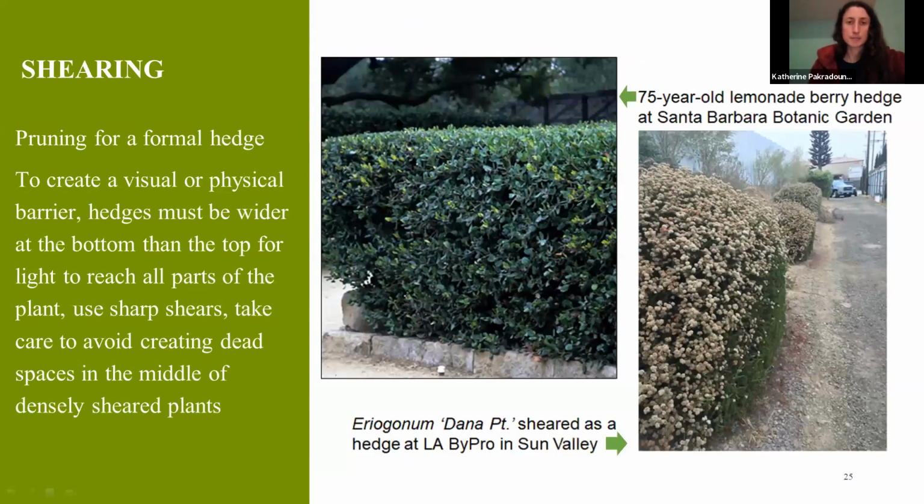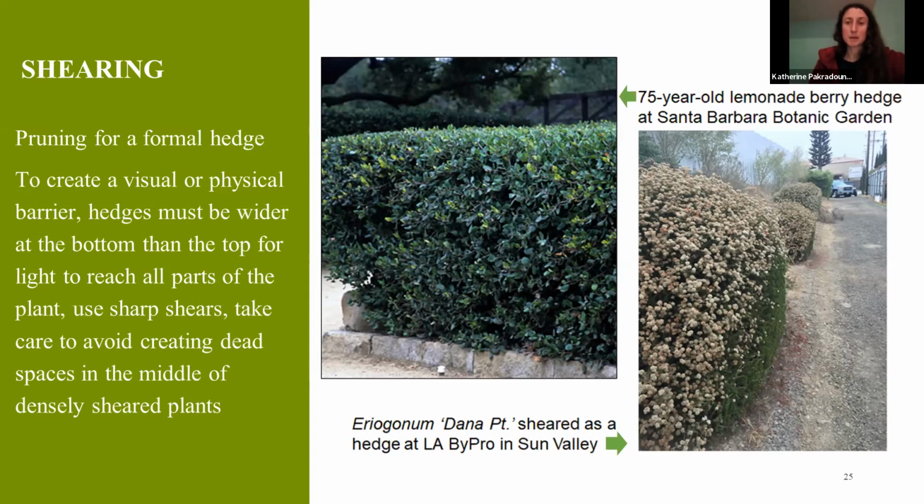Here's an example of a lemonade berry hedge at Santa Barbara Botanic Garden. This is 75 years old, so they were able to do this for years and years without it looking dead, which is great. And this is a cool little experimental thing at LA Byproducts. LA Byproducts is a former landfill near Sun Valley. It's actually pretty close to Theodore Payne. They have been landscaping their site with native plants for many years, and they do very little care and maintenance after the plants are established.